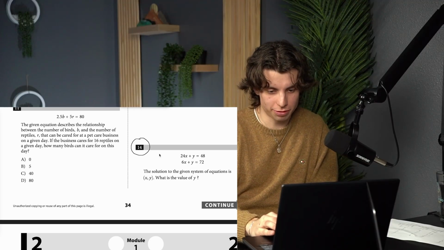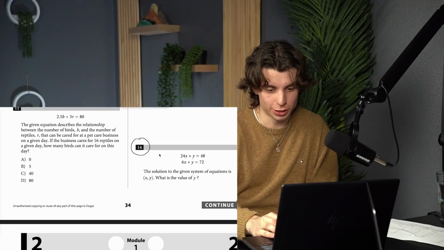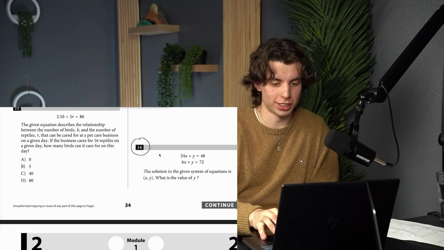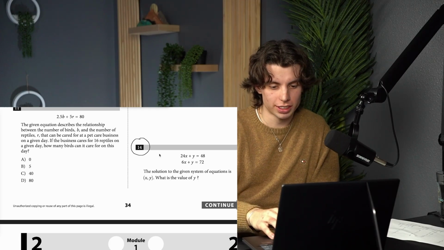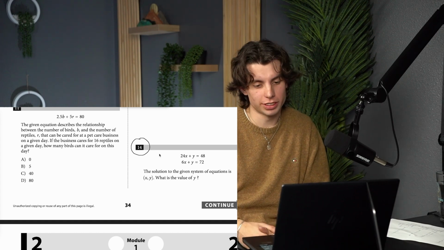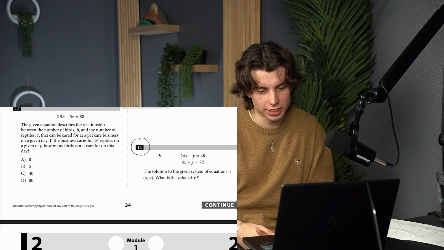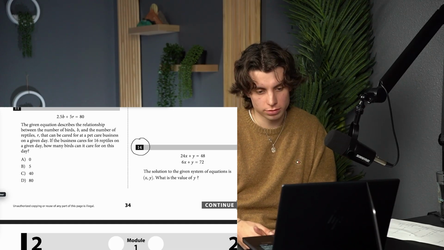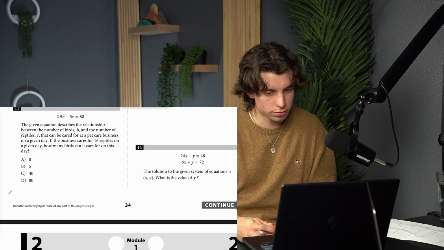So you're asked to find y. You would want to eliminate x. And you can see that the bottom equation, or equation 2, if you multiply it by 4, the x's cancel very nicely. So then we'd have 24x minus 24x. We'd have y minus 4y.